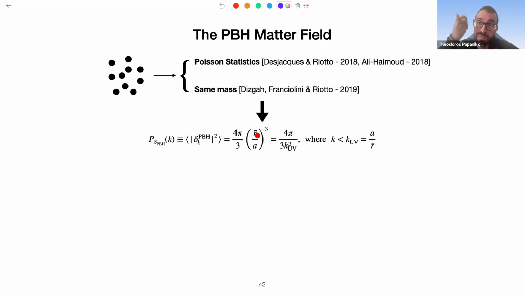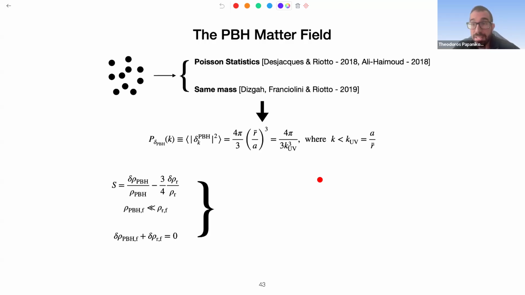The appearance of this scale makes us introduce a natural effective UV cutoff scale associated with this mean separation scale, below which we start to probe the granularity of the PBH matter field, entering the nonlinear regime, where the power spectrum P becomes greater than unity and where perturbation theory breaks down.